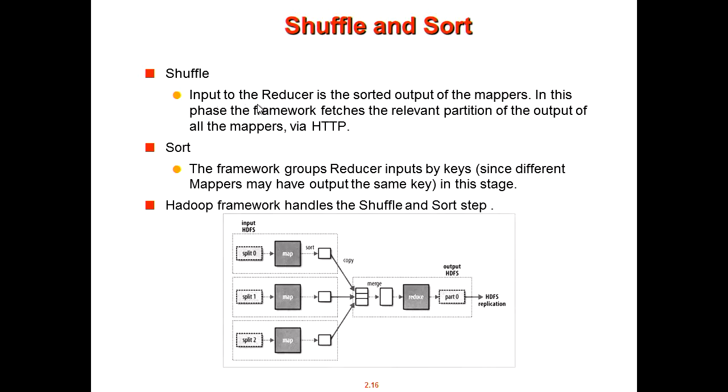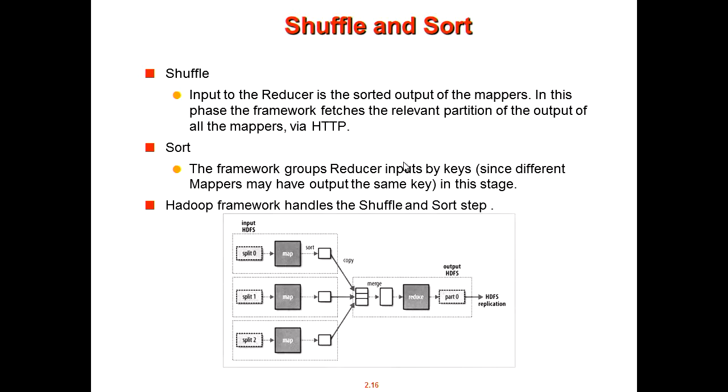Shuffle will do a kind of group step for all the key value pairs, so group the values for the same key. And the framework will fetch the relevant partition of the output of all the mappers using HTTP protocol. And sort is to sort the keys according to their values, and group the reducer inputs by keys in this stage. And this happens when there is more than one reducer.